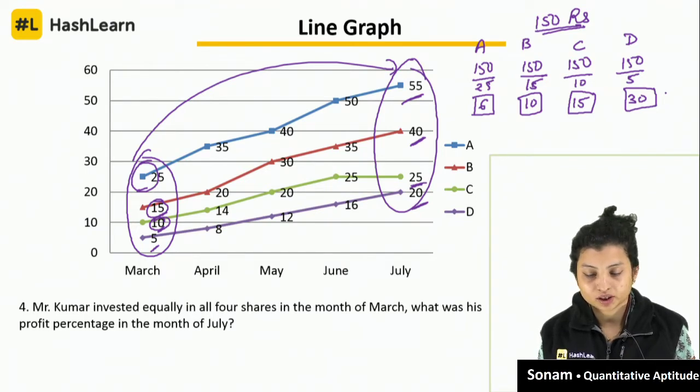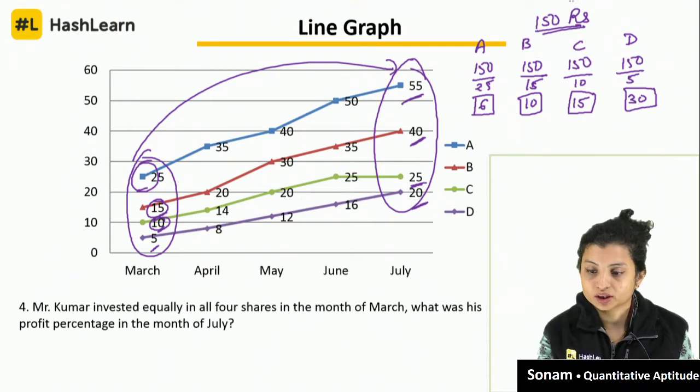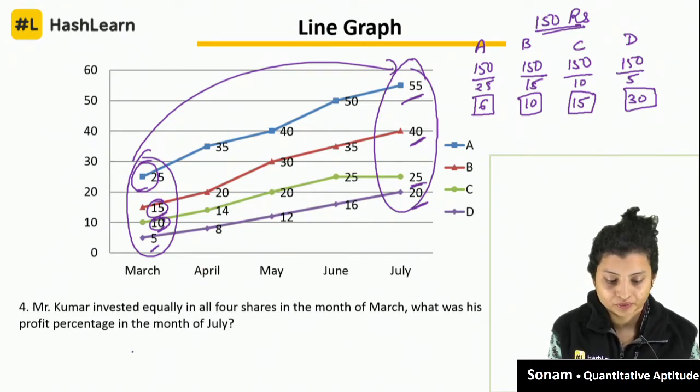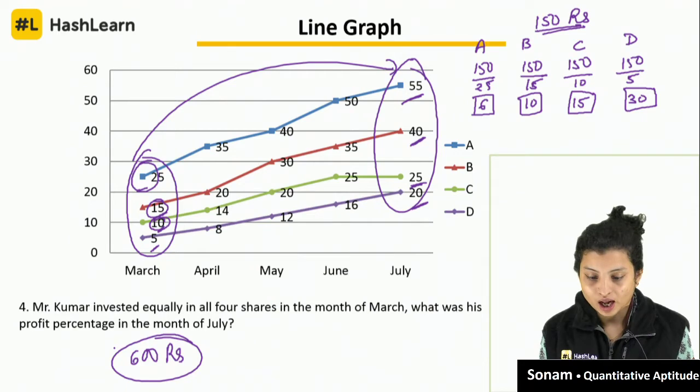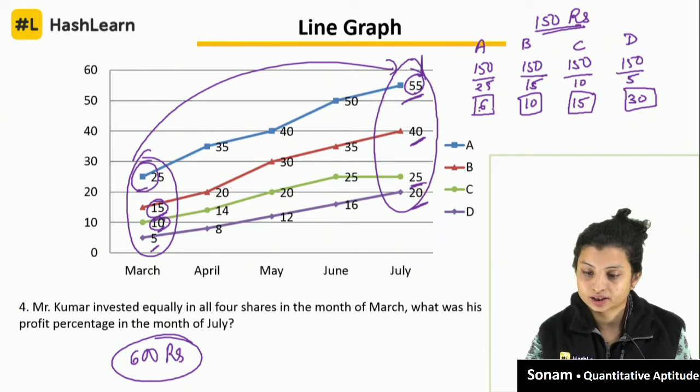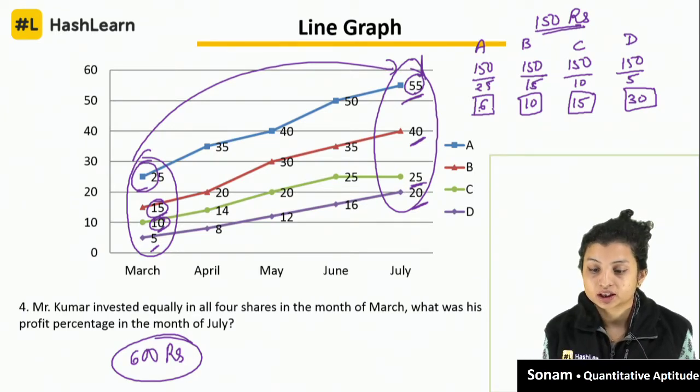Right, so how much is the total cost for the month of March? Total cost is 150 into 4, right? That is 150 into 4, which is 600 rupees. So he has invested 600 rupees, right? And in the month of July, how much will he get? So 55 into 6, right? He will get 55 into 6 because he is having 6 shares of A, right?